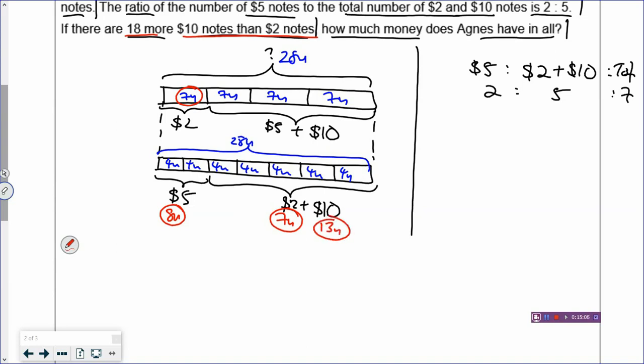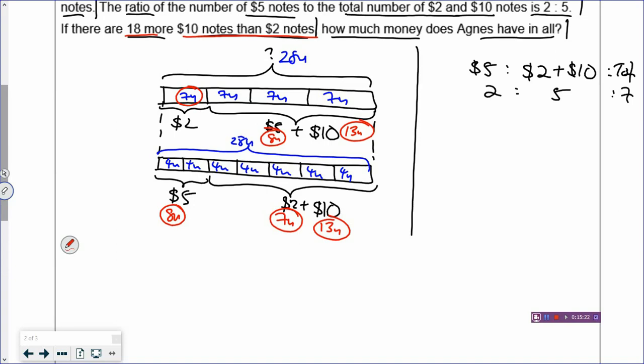Okay, so you can just do something like this, right? So $5 notes will be 8 units, and then your $2 notes will be 7 units. So if you add them all together, that will be a total of 28 units of notes. Okay, so there are 18 more $10 notes.